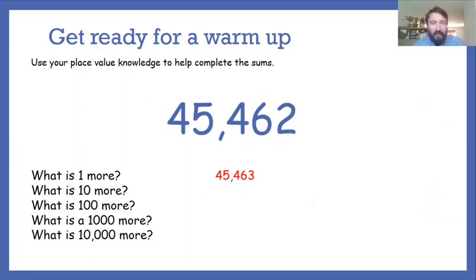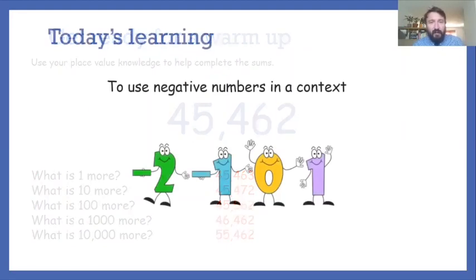It is 45,472. What is 100 more? Well, that would be 45,562. What is 1,000 more? 46,462. And finally, 10,000 more to complete the warm-up and get all the applause. It is 55,462. Give yourself a nice tap on the back if you've managed to complete that. Well done, and let's move on.